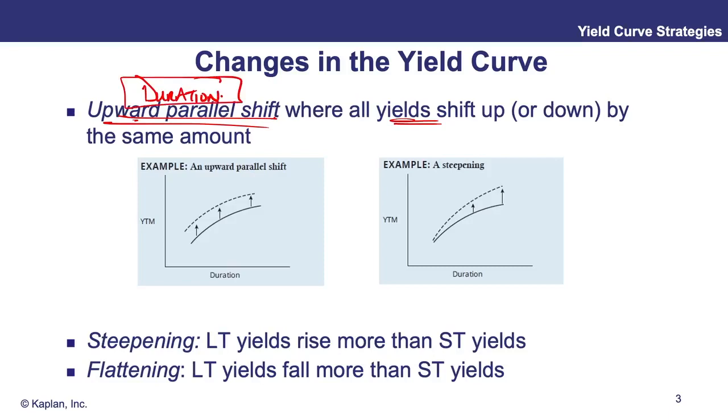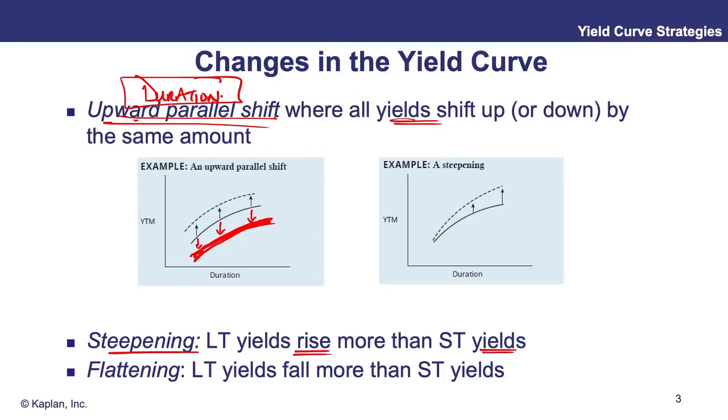So there's an upward parallel shift. The key point here is the shape of the curve hasn't changed. There's a downward parallel shift, which I could have drawn a little bit better. That should, of course, not change shape there. All right. A steepening is where long-term rates rise by more than short-term rates or yields.